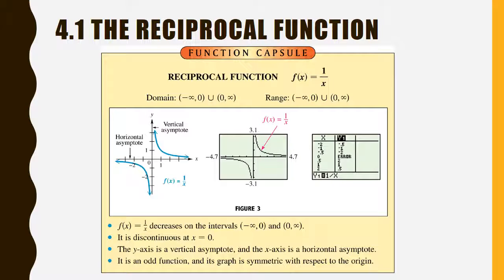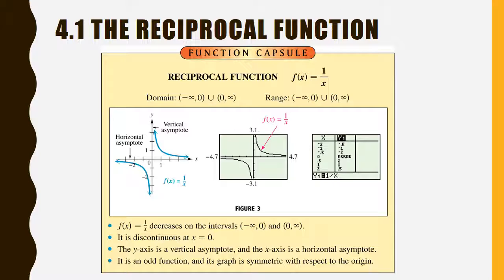This is a summary of the reciprocal function. The domain is negative infinity to 0 and 0 to infinity. X cannot be 0 because you cannot have a 0 denominator. The range is the same because since x cannot be 0, y is never going to be able to be 0. You see it graphed by hand on a calculator, and then you see the table. Notice that where x equals 0, y1 says error. You cannot have a value there.